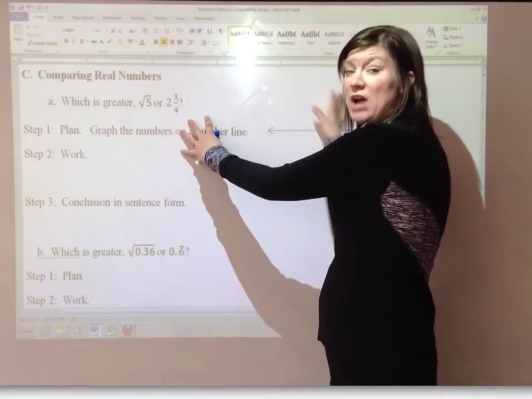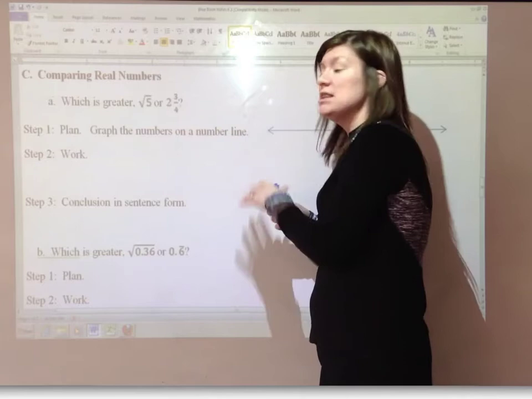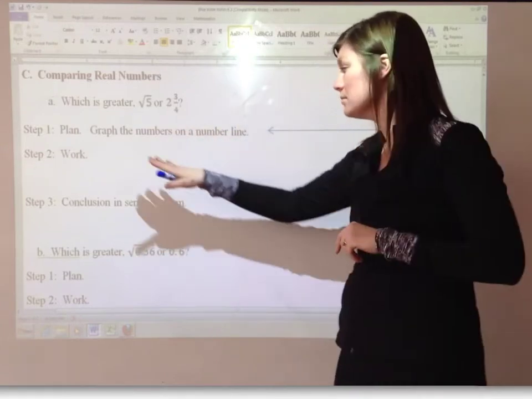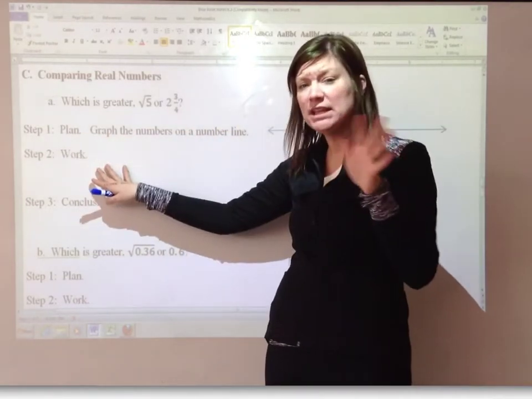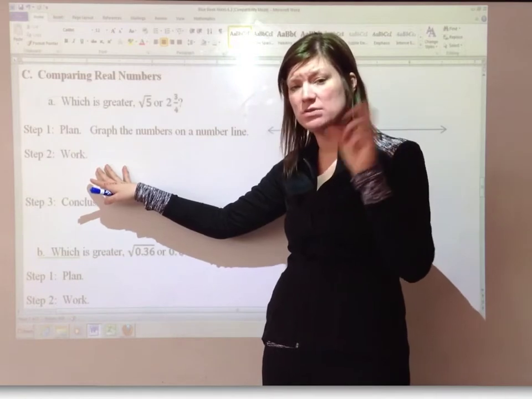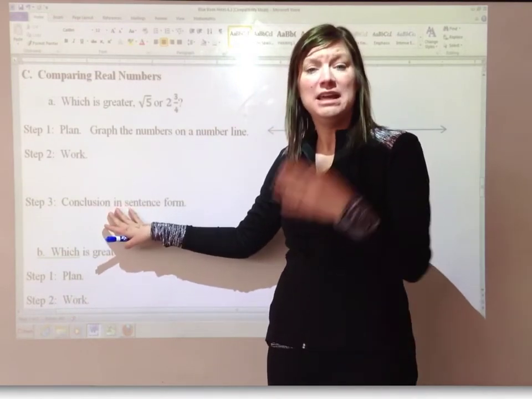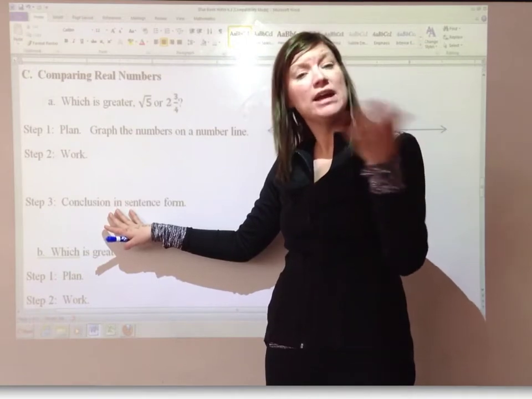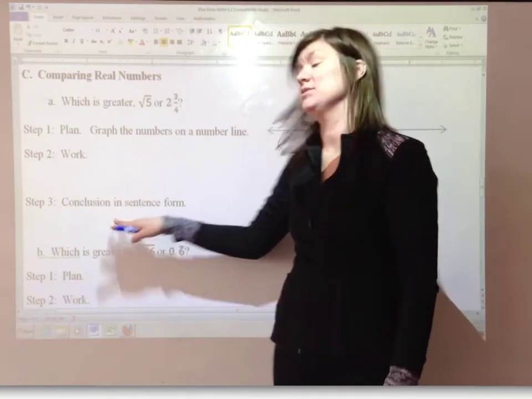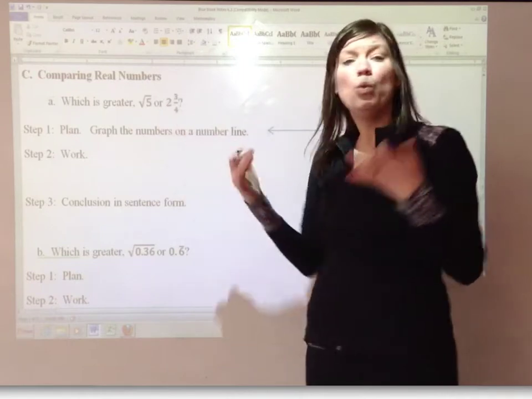Numbers that are to the right on a number line are greater than numbers that are on the left. So that's our plan. We're going to do a little workout to figure out where those things fall in on the number line, and then we're going to make sure that we answer the question, is the radical of 5 greater or less than 2 3/4? So a little work that we have to do.